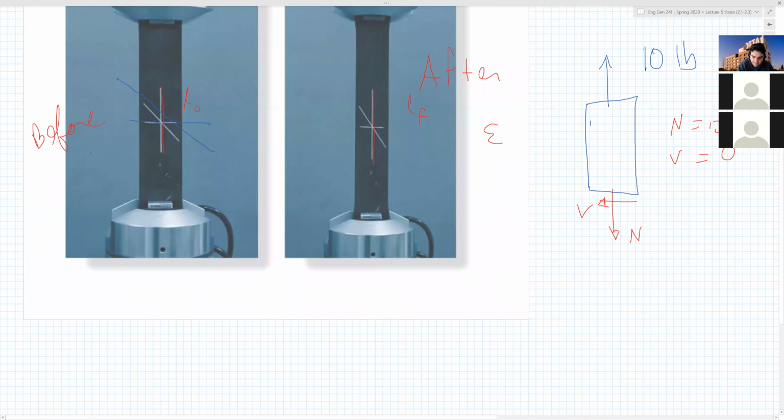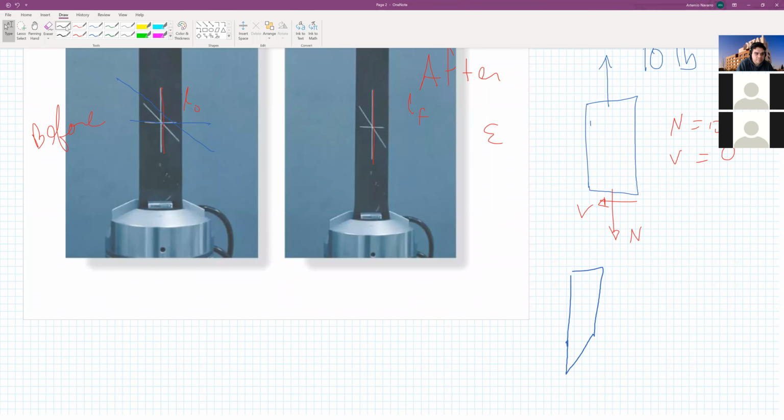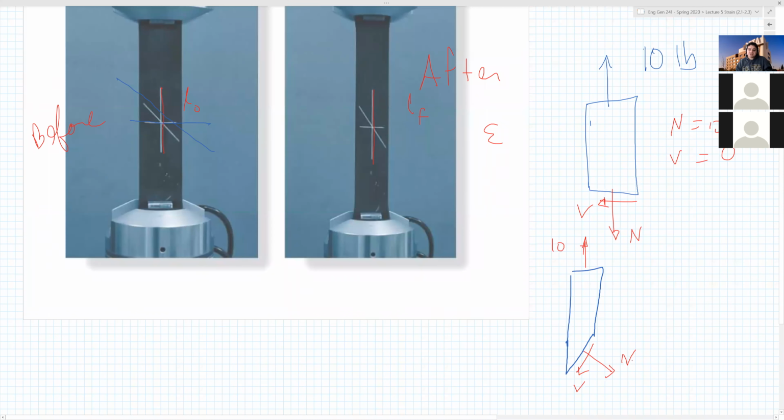Because what if I cut it at some angle like this? Where it's still 10 pounds. Now, let's say I don't have a shear like this, and then I have a normal like this. Do I now have shear? Can I say that shear is equal to 0? No, right? So that's a very important point. Depending on what angle you look at it, you have shear. And what does shear do geometrically?